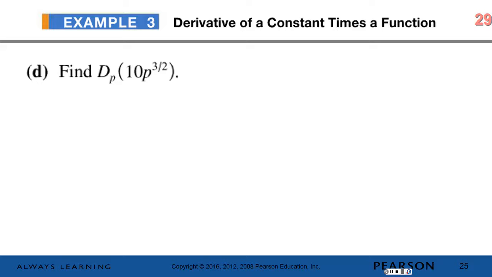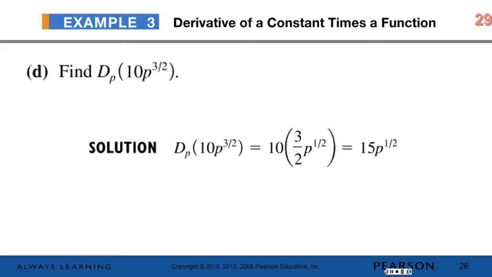10p to the 3/2 power. It's 15p to the half. Okay. That's good. You did the calculus, reduced it in your head. Because it's 3/2 times 10p to the 1/2 power. And 10 times 3/2 is 15. Okay?